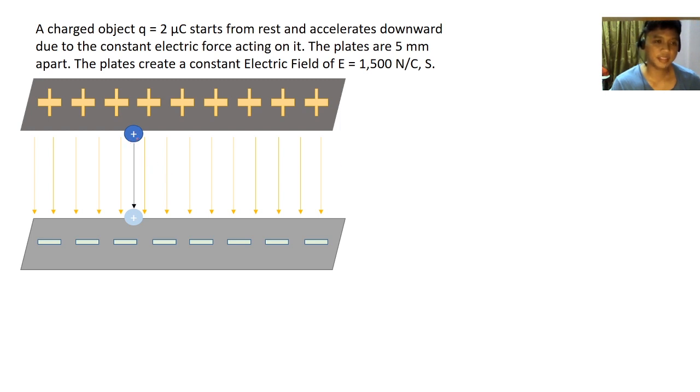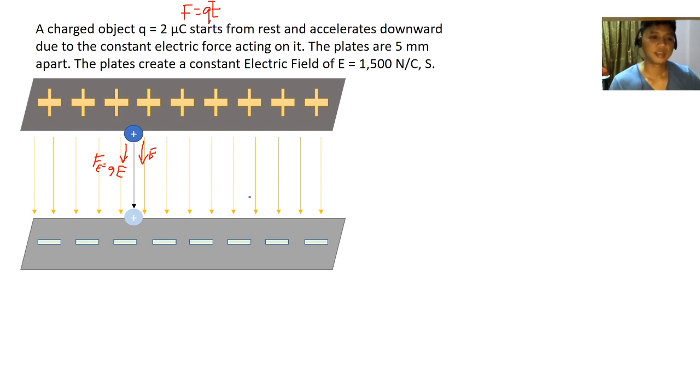So this positive charge will experience an electric field pointing downwards. And since it is a positive charge, and remember F equals QE, right? Since this charged object is positive, it will also experience a force, electric force, pointing in the same direction as the electric field.